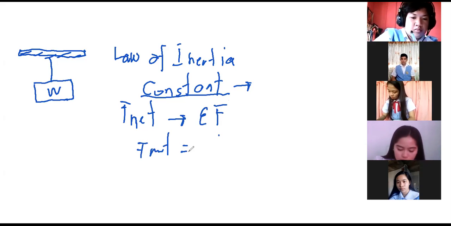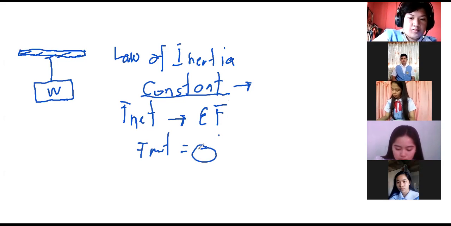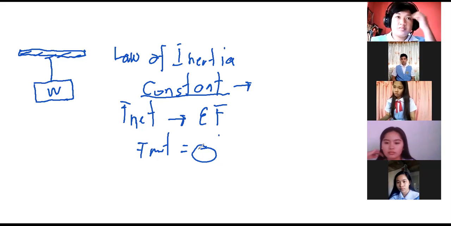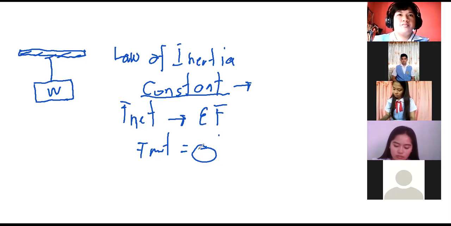Zero. Correct. The net force acting in the system is zero. That is the meat of the first law of Newton. The first law of Newton is telling us that if we sum up all of the forces acting on a certain object, and the total force acting on the system is equal to zero, we are in the first law.